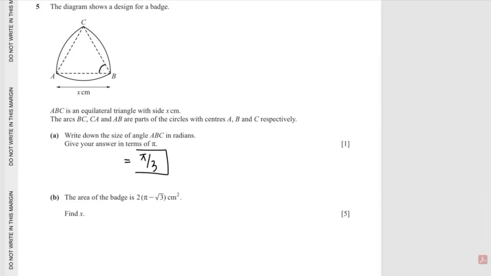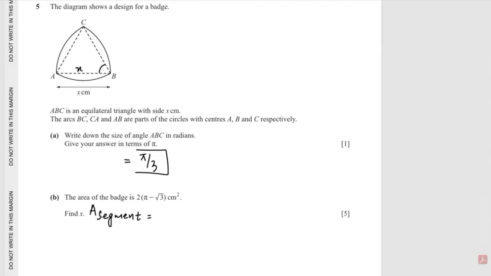Part B. The area of the badge is 2 times (pi minus root 3) centimeters squared. Find x. So there are 3 segments and an equilateral triangle, so I need to add all of these. How do we get the area of the segment? So the area of a segment is going to be the area of the sector minus the triangle.